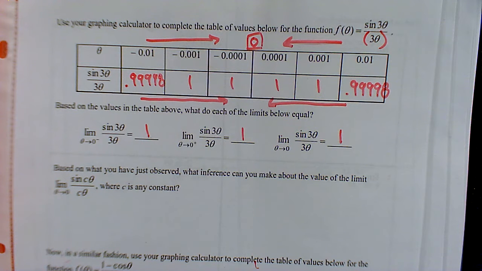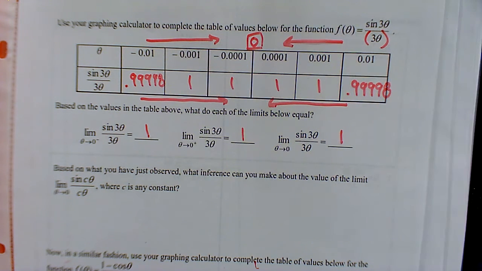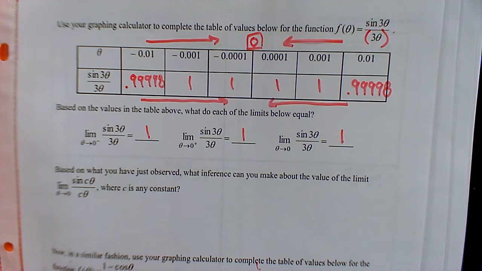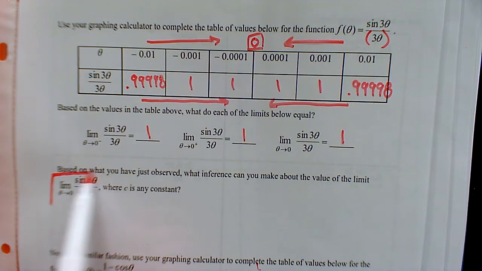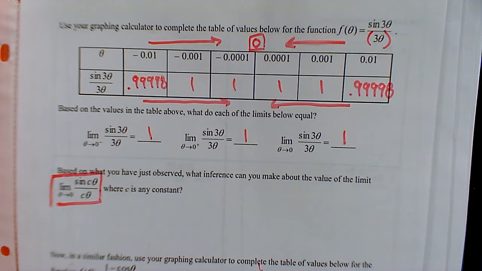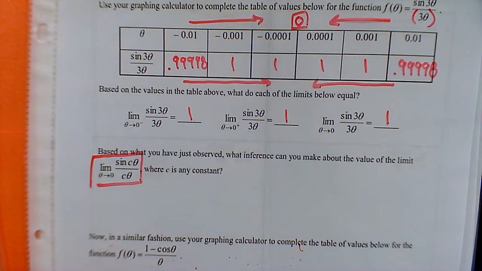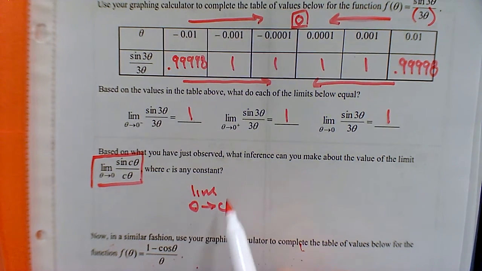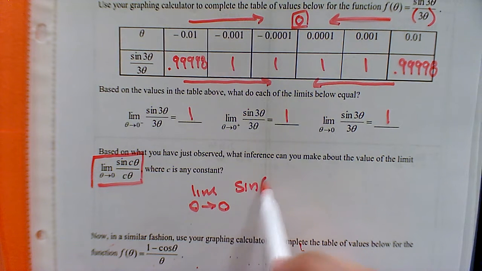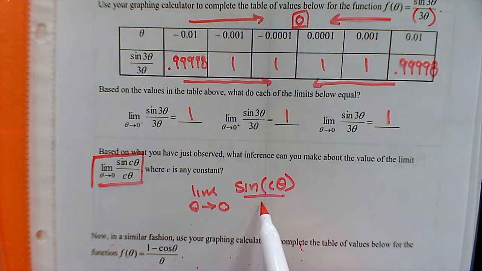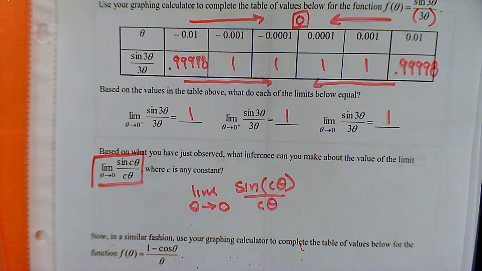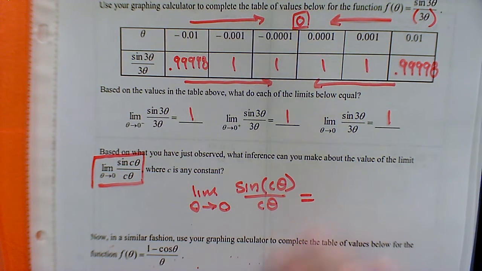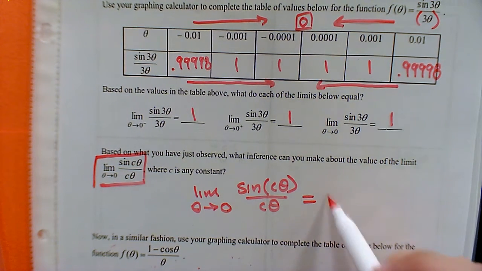results. So based on what we've just seen, what can you anticipate or conclude about a limit that has this particular setup? Okay, where c is a constant, meaning some number. What do you think the limit's going to be as we approach 0 of sine of some constant theta value divided by some constant theta value? What's that always going to equal? It's always going to equal 1.